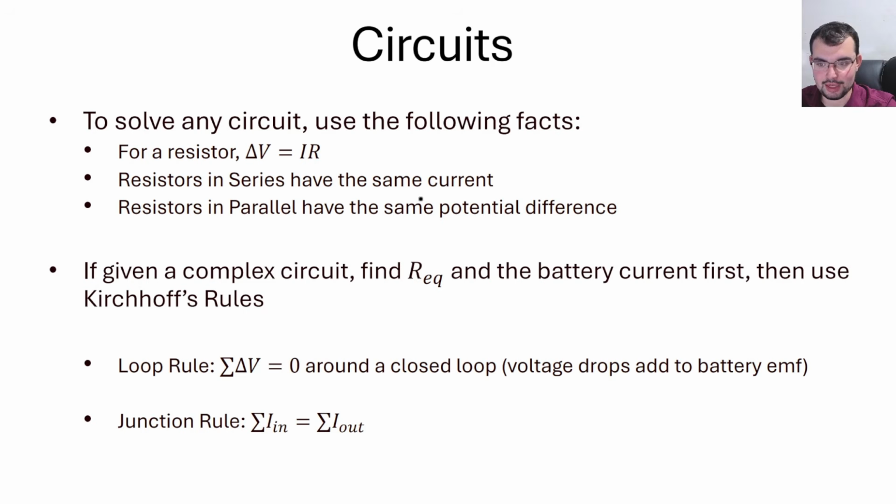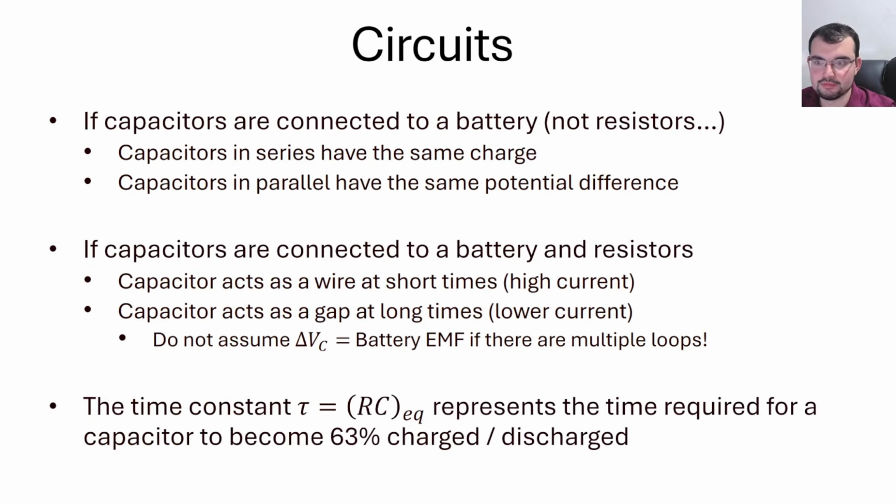The current splits up at junction points, but the total must always remain constant. Now, if you do the same thing with capacitors, without putting resistors in yet, capacitors in series have the same charge, capacitors in parallel have the same potential difference, and you use some variant of Q equals C delta V, or delta V equals Q over C to solve for what you need.